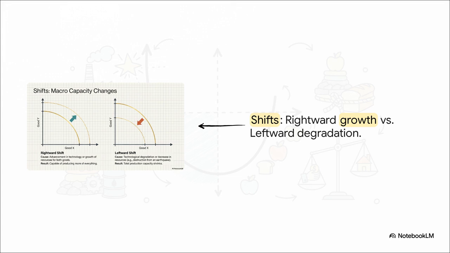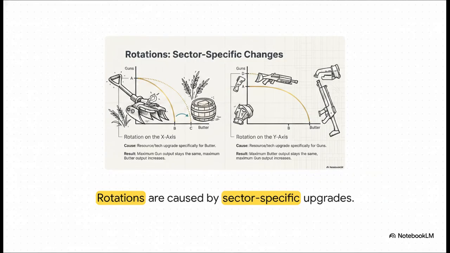Now on the right, a leftward shift. This is what happens during technological degradation or resource destruction, like a devastating earthquake. Total production capacity shrinks across the board, physically pulling the entire curve inward. Now contrast that with rotations, which are totally sector-specific.